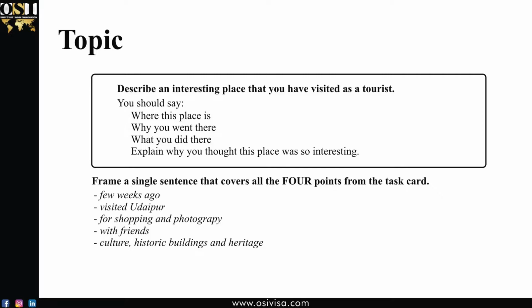You can already see it on the screen here. It says that a few weeks ago I visited this place called Udaipur, specifically for shopping and photography, which is what I did over there with my friends. And it was quite interesting because it is full of these historic buildings, and it is so rich in culture and heritage all over the city. Full stop. So yes, that is a sentence. That is just an example sentence. Now you can choose to frame your sentence in a different way. Try to include some more synonyms in there as well.